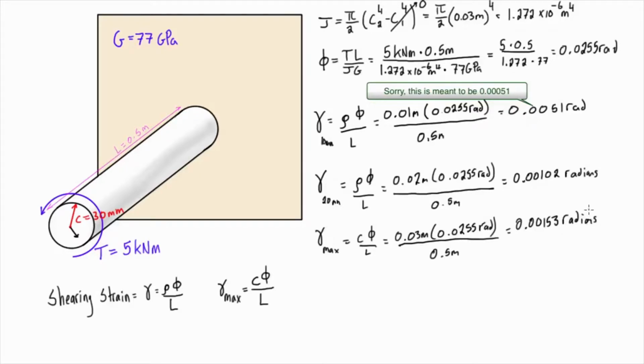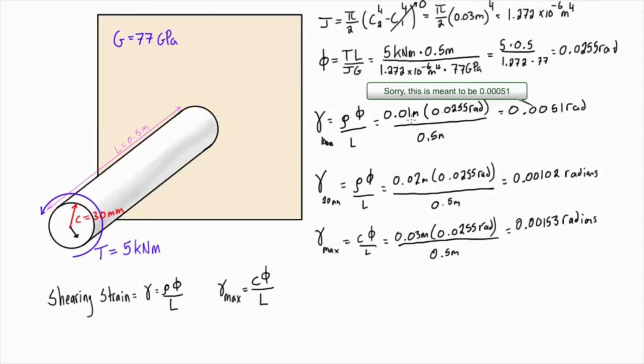So what you should be seeing now is that there's this linear relationship in shearing strain that correlates to our radial distance from the axis of the shaft. Where we doubled our radial distance here from 0.01 to 0.02 meters, the shearing strain also doubled.